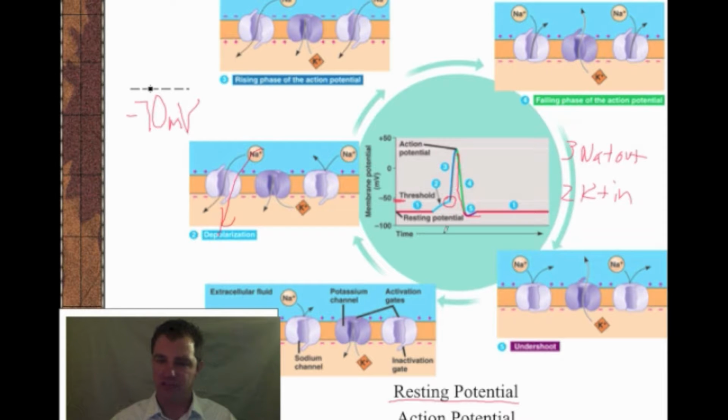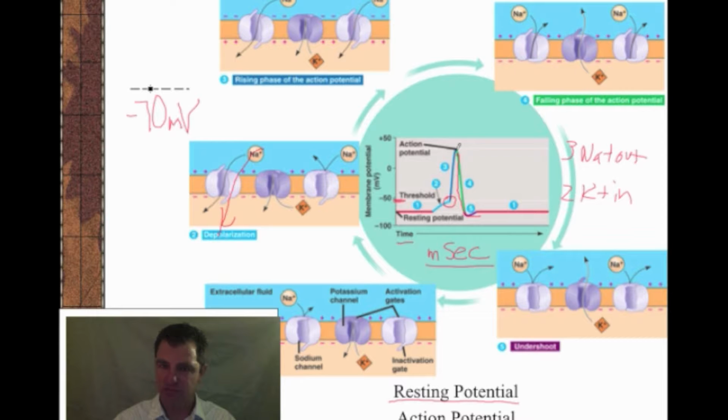And that quick little phase there, you see it says time down here, that's measured in milliseconds. So not even a second, but milliseconds. That happens very, very quick. It can happen many times in a single second. So it's really, really quick, the action potential, and then it goes back to the resting potential once again.